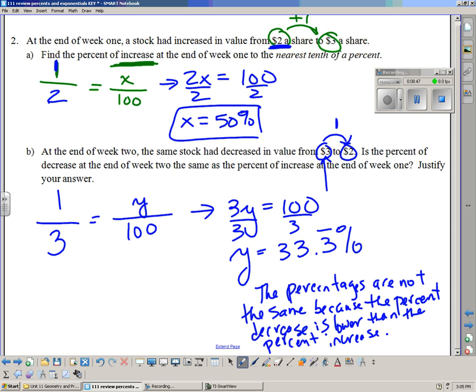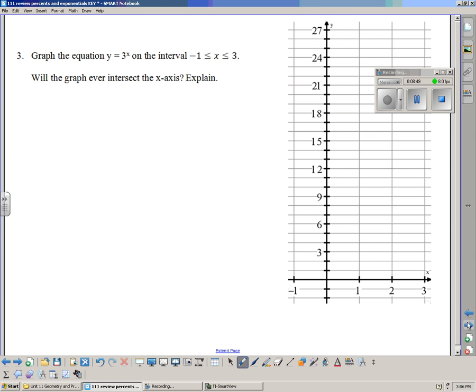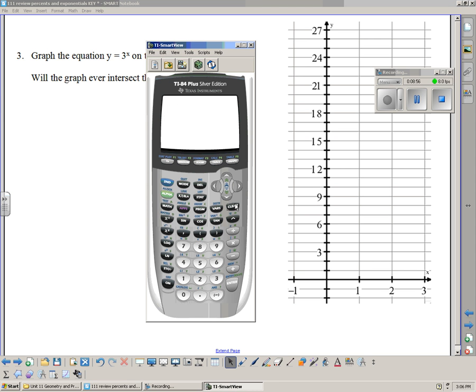And there we are. All right, number 3 says to graph the equation y equals 3 to the x on the interval -1 to 3. So this is basically a calculator question. Let me walk you through this. You have your blank calculator, and you press y equals, and you go 3 caret x. And there it is. Now we want to get a table of values.